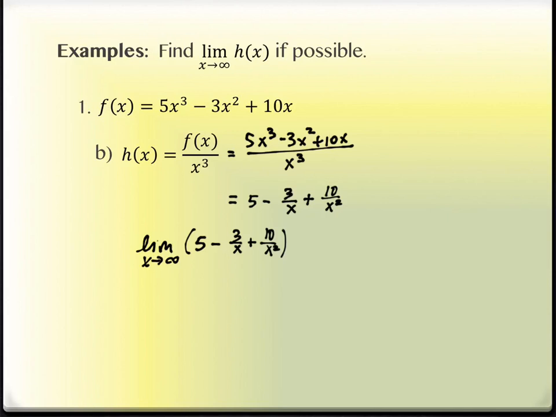And from here, we're going to write out individually each of the three pieces. I expect to see that. All right, that is a property of limits that we learned a long time ago. Feels like forever ago at this point, way back at the beginning of February. So we have the limit as x goes to infinity of 5 minus the limit as x goes to infinity of 3 over x plus the limit as x goes to infinity of 10 over x squared.